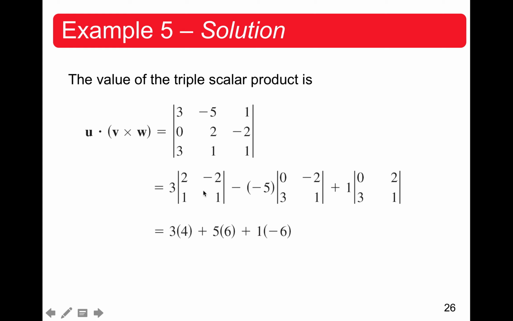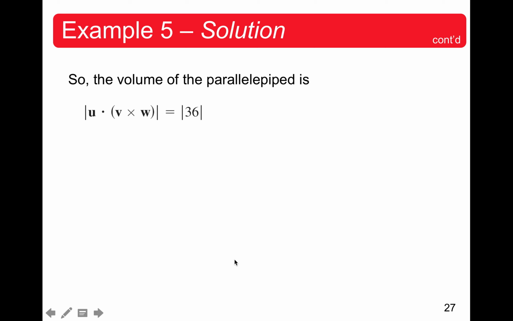So this would be 2 minus -2, which is 4. This would be 0 minus -6, which is 6. This would be 0 minus 6, which is -6. And then we have 3. This is minus a -5, so that's +5, and that's for the 1. If we multiply and then add, we get 36, which means the volume of the parallelepiped would be the absolute value of 36, so 36.